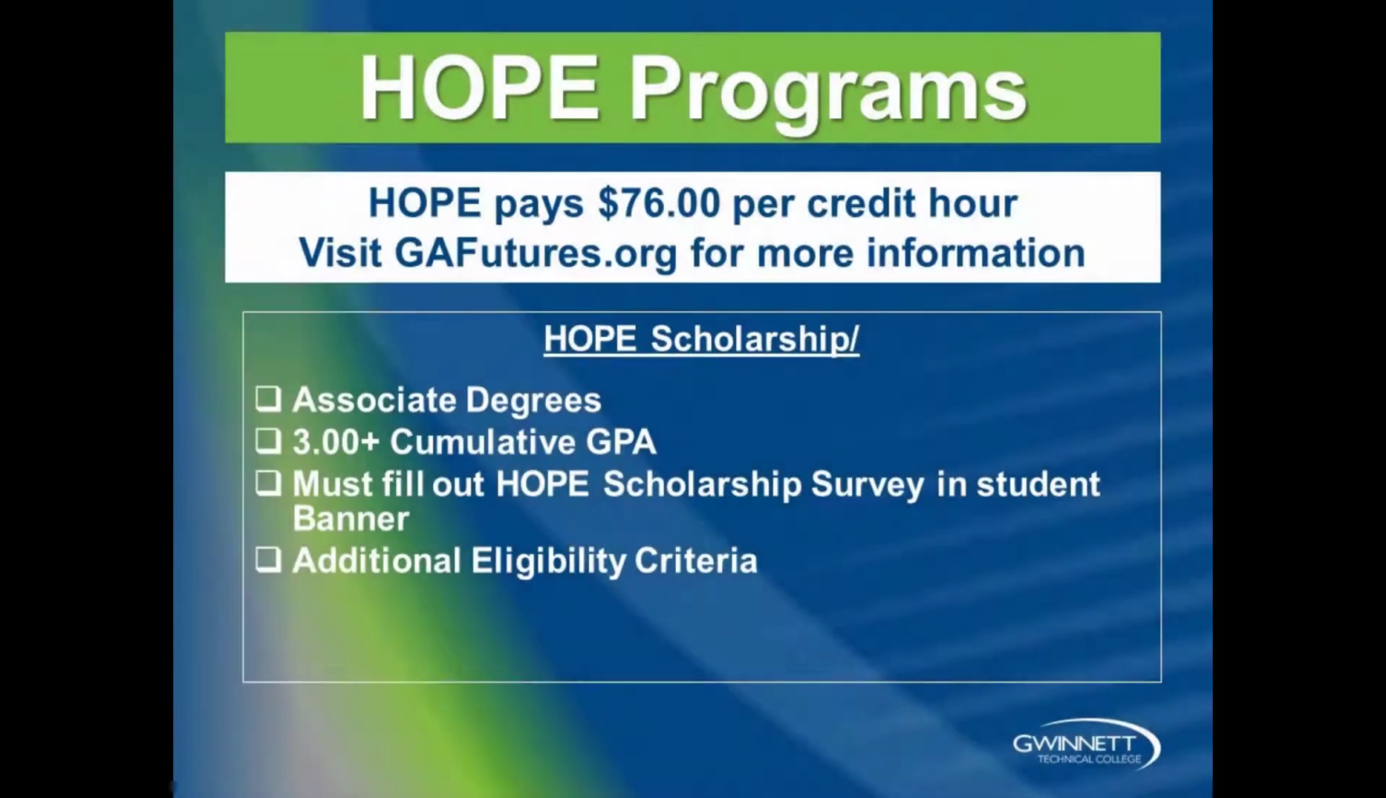The Hope Scholarship pays $76 per credit hour and is for students who are enrolled in a degree program. You must complete a survey in student banner in order to be considered for the scholarship. Additionally, once you receive the Hope Scholarship, you must maintain a 3.0 GPA to keep the scholarship.